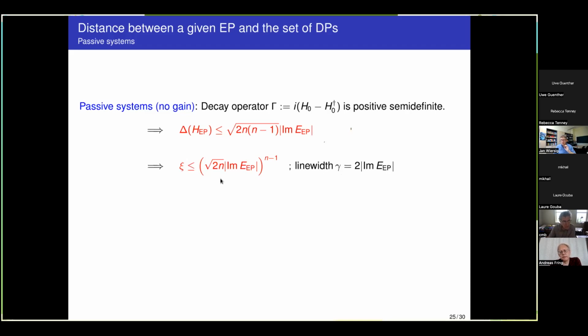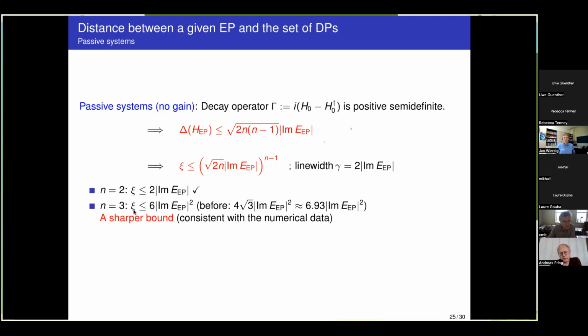Now let us compare this with the results I have shown you a few minutes ago. For n equal 2, we get exactly the same result. For n equal 3, we don't get exactly the same result. We get a smaller result. The prefactor here is 6, whereas before it was 2 times the square root of 3, which is about 7. So it gives a better bound than we had before. We can also check that the numerics I have shown you are consistent with this. It's still not the sharpest bound you can have, but it's a sharper bound. And the third point is that this equation is really valid for all dimensions.